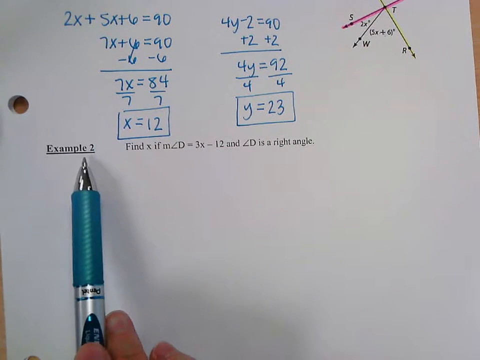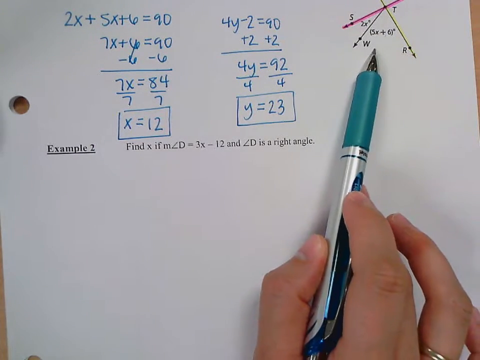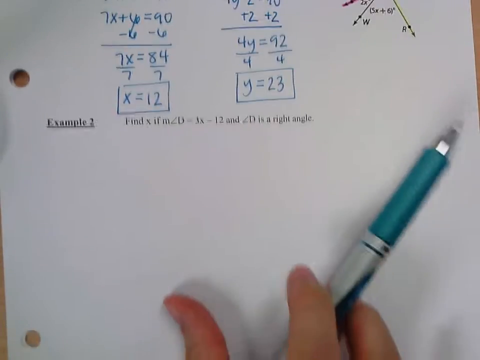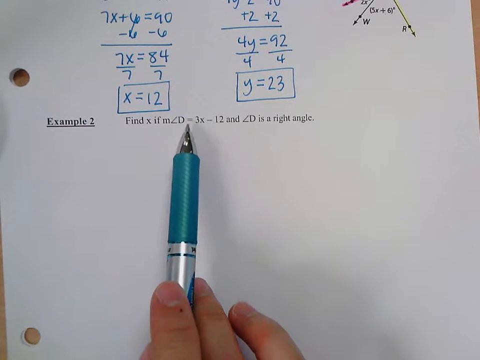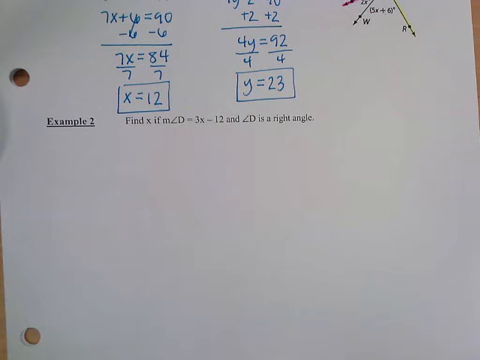Then I'd like you to work through example 2. Example 2 does not go with this picture. You can draw it if you need it, but it says find what x would be if the measure of angle D is 3x minus 12 and angle D is a right angle. And then that is the last example. Work through that. I'll pass out the assignment. I have one thing to say about the assignment, but I'll wait till everybody gets it.